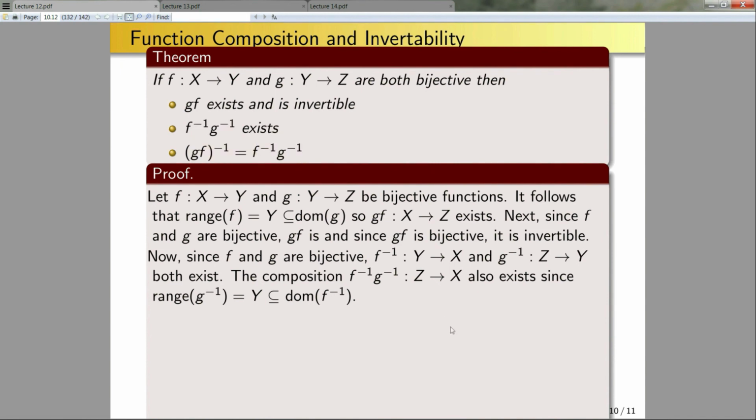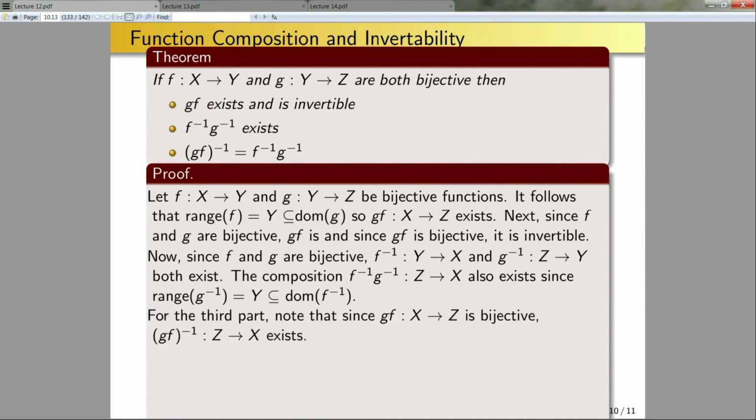Now for the third part, how do I show that that is true? Well, I already know that gf exists and is invertible, but I do need to know what its domain and codomain are. So explicitly from the third part, notice that since gf is bijective, this inverse maps from Z to X and it exists. We already had the existence from part 1, but we do need this domain and codomain here. So now we need to show three things. We need to show that the domain and codomain of these two functions are the same, and we need to show that they act on any element of Z in the same way.